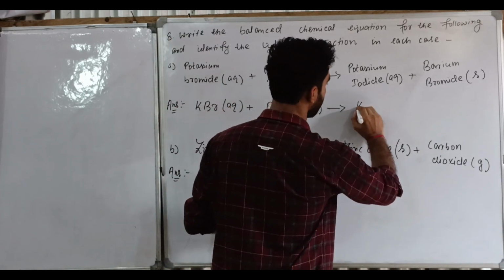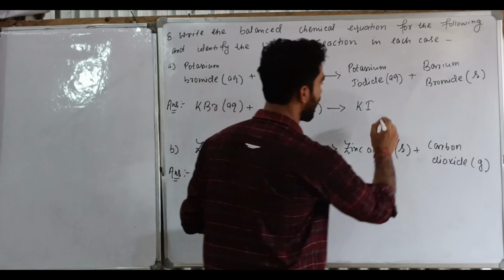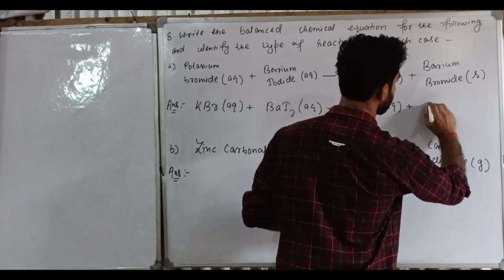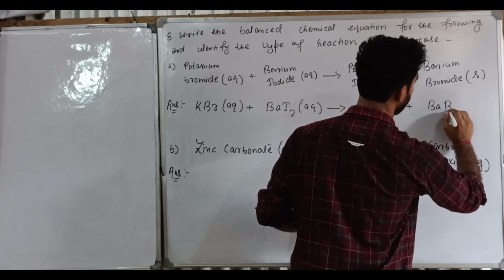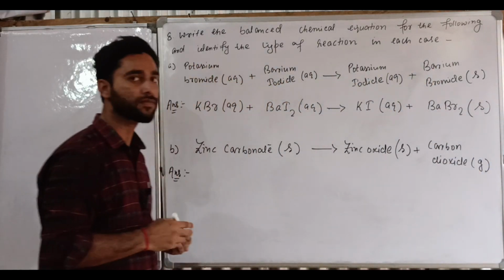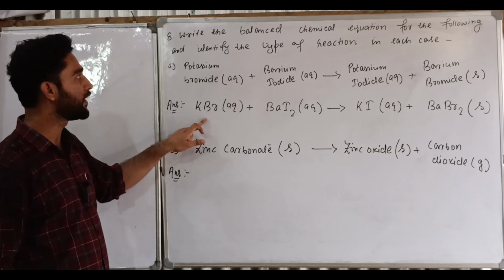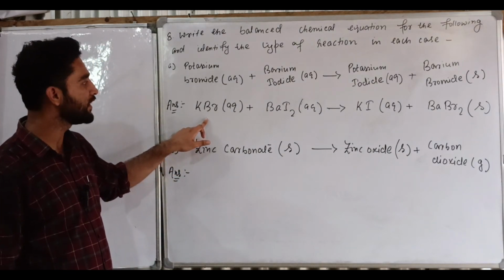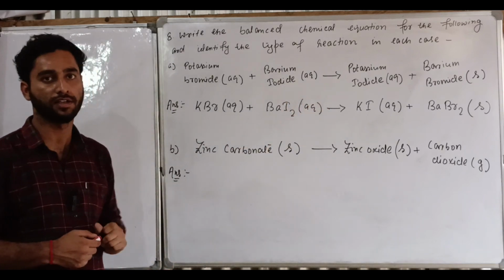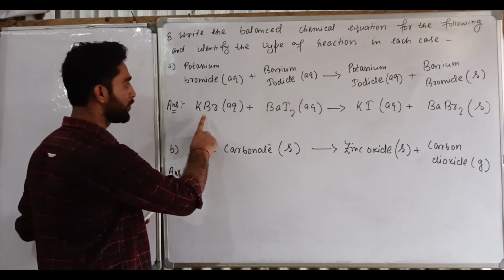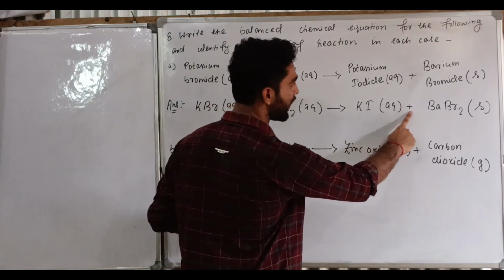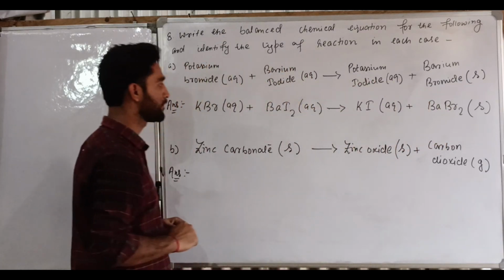They formed potassium iodide, KI. It is also aqueous solution. Plus barium bromide. It is in solid form. So first we have to convert into balanced state. Then we have to tell what kind of chemical reaction it is. So see, potassium bromide reacts with barium iodide, forming potassium iodide plus barium bromide.